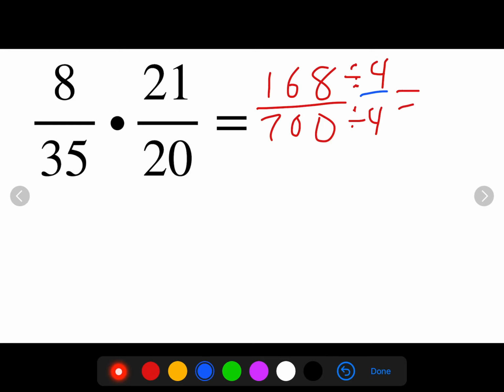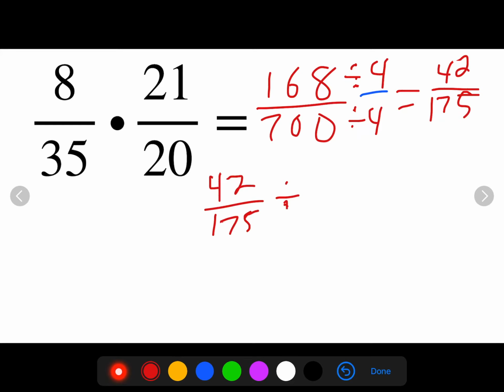Anyway, back to work. So, 168 divided by 4. 4 goes into 16 4 times. 4 goes into 8 twice, so that's 42. 4 goes into 7 once with 3 left over. 4 goes into 37 times with 2 left over. 4 goes into 20 5 times. Okay, now what goes into those two? Well, 7. So 42/175ths divided by 7 over 7. All right, 42 divided by 7 is 6.